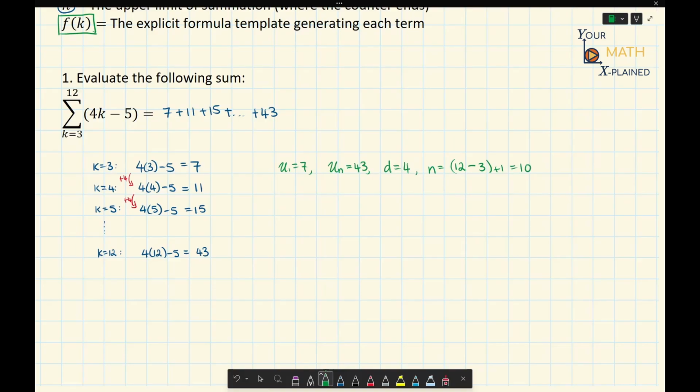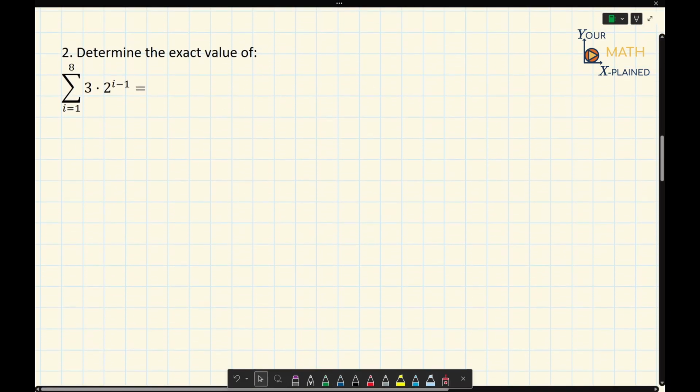And now we can use the formula, so s sub 10 is equal to n divided by 2 times u sub 1 plus u sub n. And that's going to give us 250. So therefore, the sum is 250. And now let's take a look at our next example.